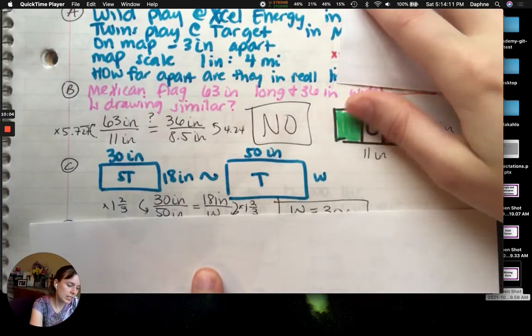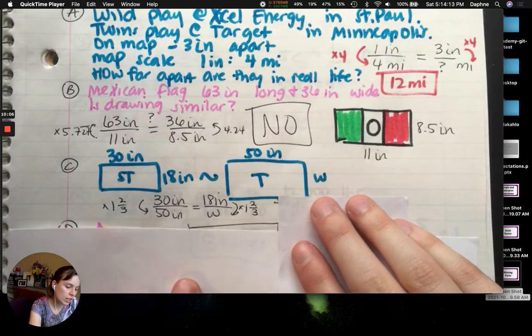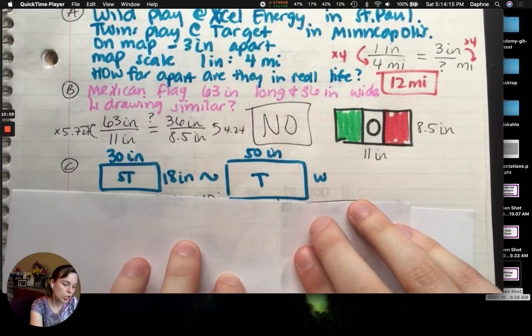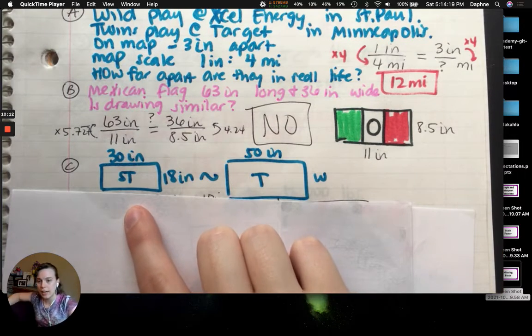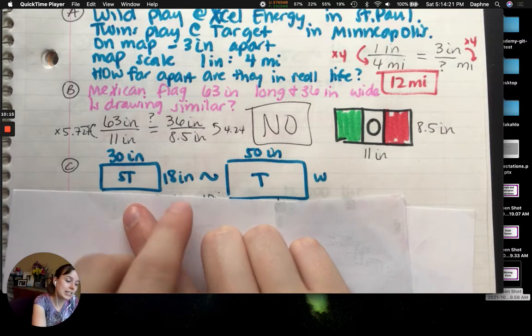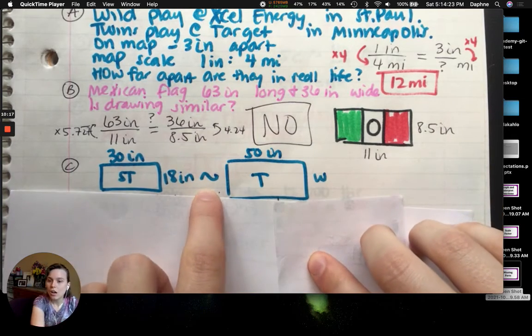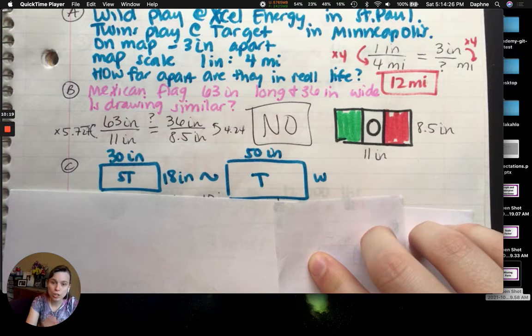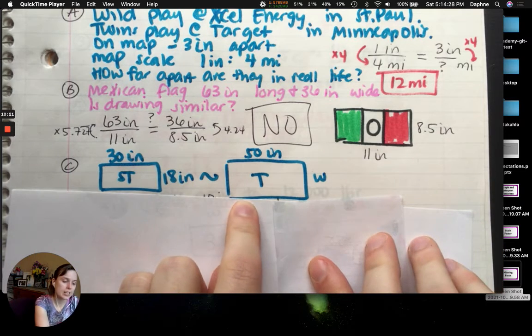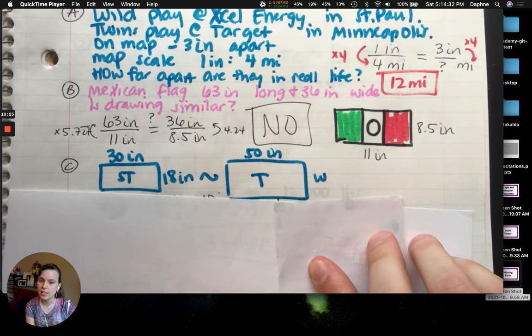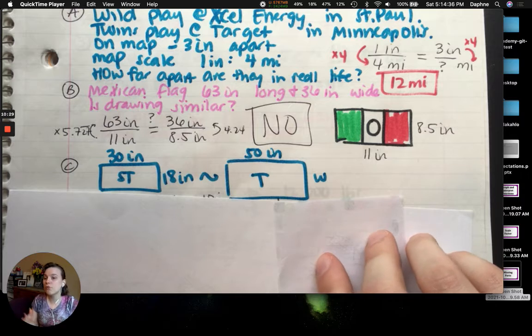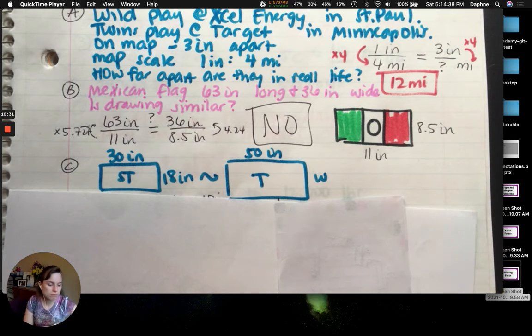And example C, there we go. Oh, actually, I'll do that. So there's a student desk that is 30 inches by 18 inches, and it is similar to this little tilde or squiggle means similar to this teacher desk that is 50 inches by some unknown width. I don't know how wide the teacher desk is, but I want to know how wide the teacher desk is so I know how far I can move it in a scale model of the room, etc.